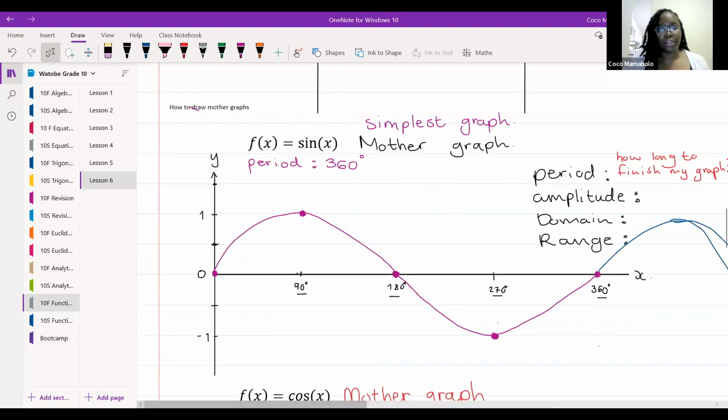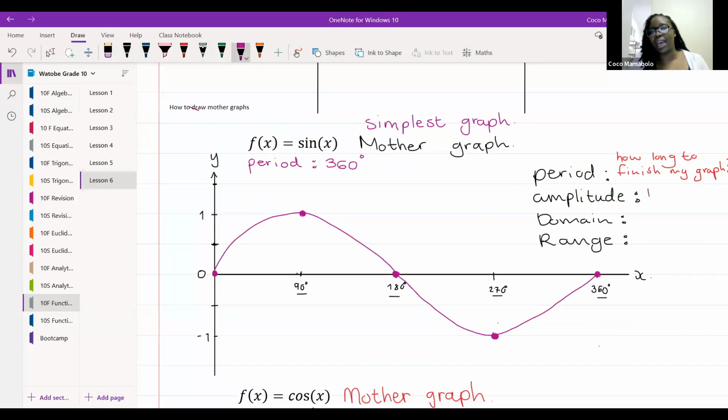How long does it take us to draw one graph? 360 degrees. They do look like waves. Yes, Kimutuku, they're supposed to look like waves. Okay, so if I kept drawing these waves, they would all look the same. So how long does it take me to draw exactly one wave? 360 degrees. Yes, Kanyisile, it takes 360.